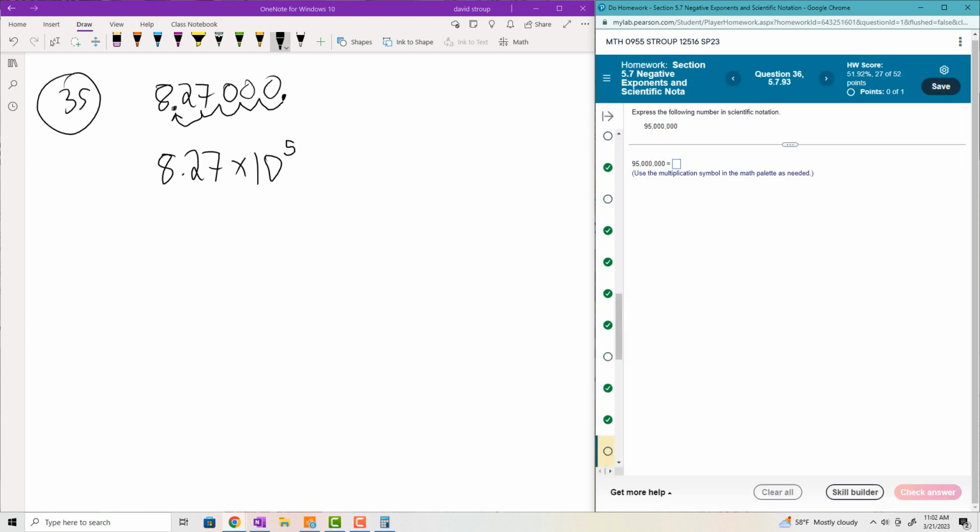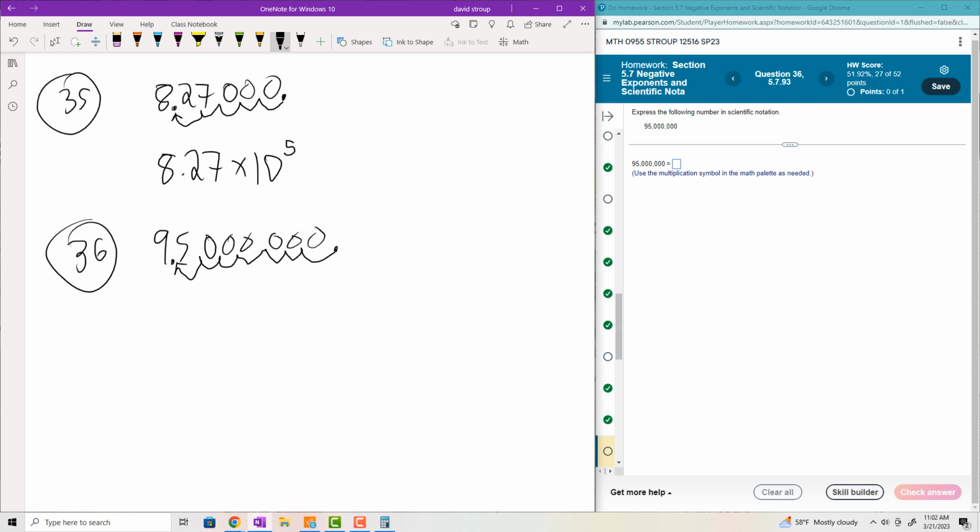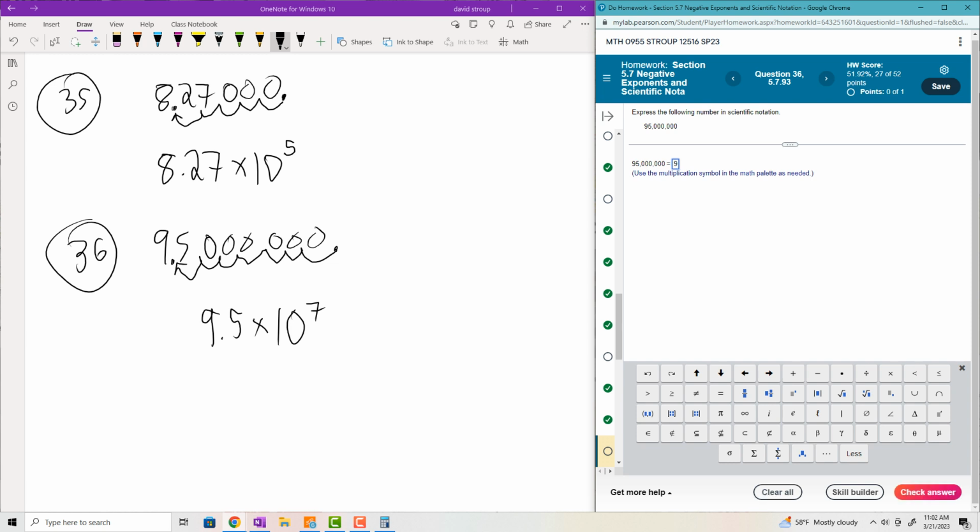Okay, so 95 million. 95, 1, 2, 3, 1, 2, 3. So the decimal place is originally here. We want to put it here. So you get 9.5. So 1, 2, 3, 4, 5, 6, 7 places over. So it'll be 9.5 times 10 to the 7th. Okay. So you only want one number in front of the decimal for scientific notation. 5, then you have to hit the button. 10 to the 7th.